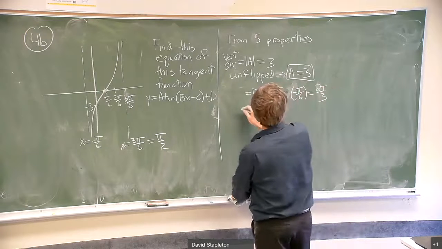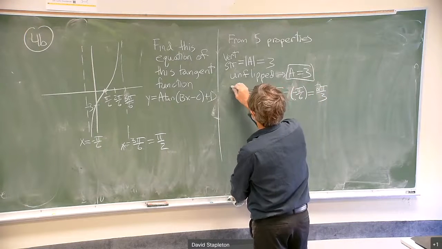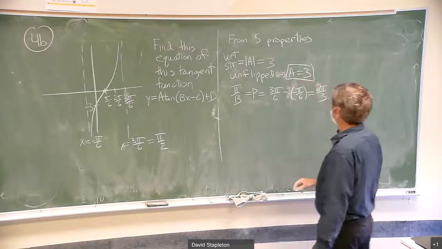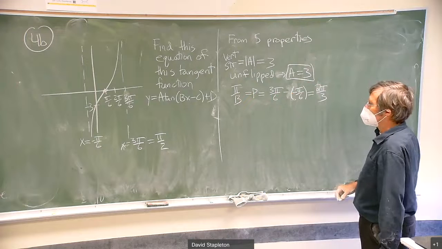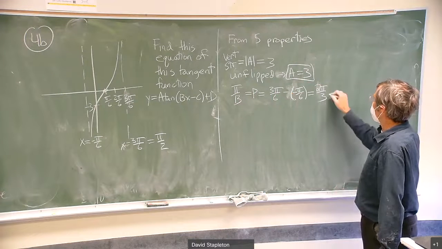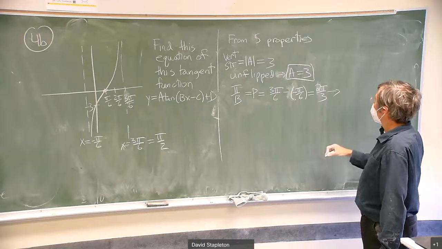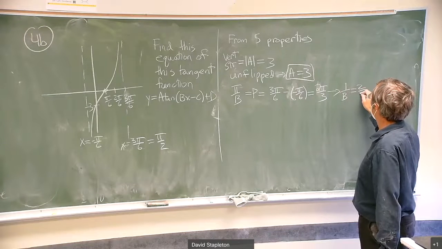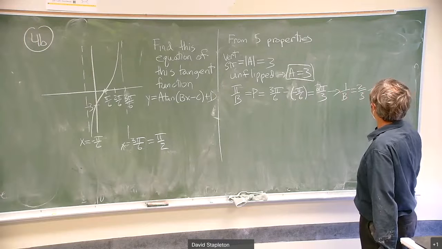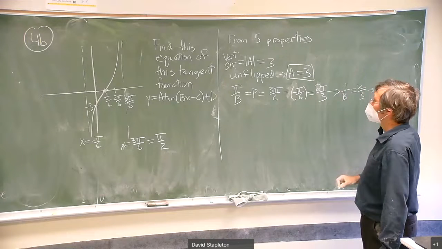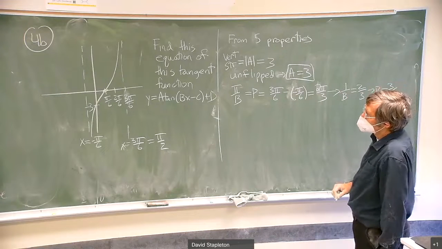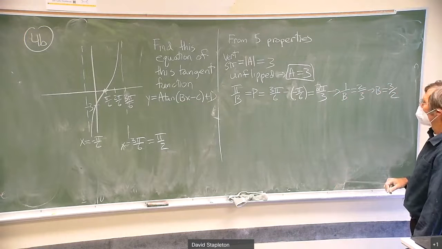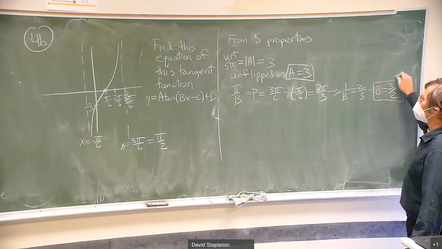But the period has to always be pi over b. Remember, for tangent and cotangent, it's pi over b instead of 2 pi over b. Well, let's see, if pi over b is 2 pi over 3, then I can divide by pi and get 1 over b is 2/3. Evidently, b is 3/2. So there's b from the period.